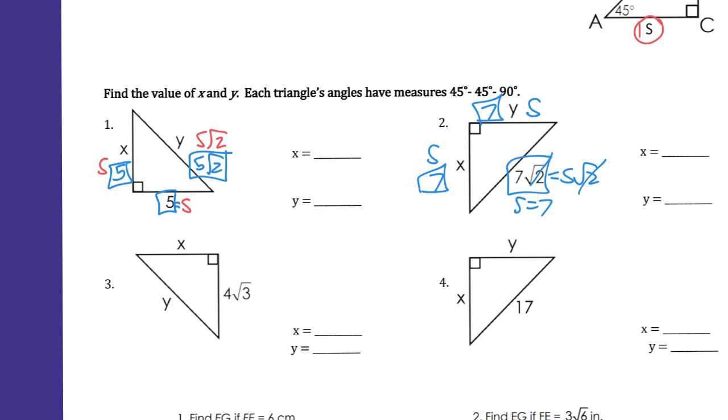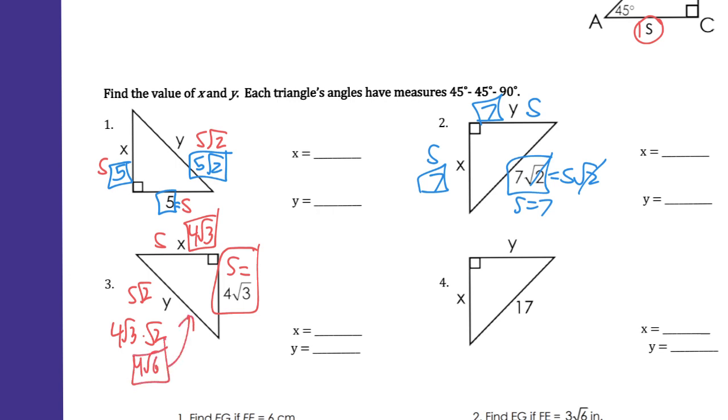So in this one, the legs are S, and the hypotenuse is S root 2. We know that S is equal to 4 root 3. So that means this side is also equal to 4 root 3. And then the hypotenuse would be whatever S is, which is 4 root 3, times the square root of 2. If we know the leg length, we multiply by the square root of 2 to get to the hypotenuse. So it'd be 4 root 6, and that would be the length of this hypotenuse.